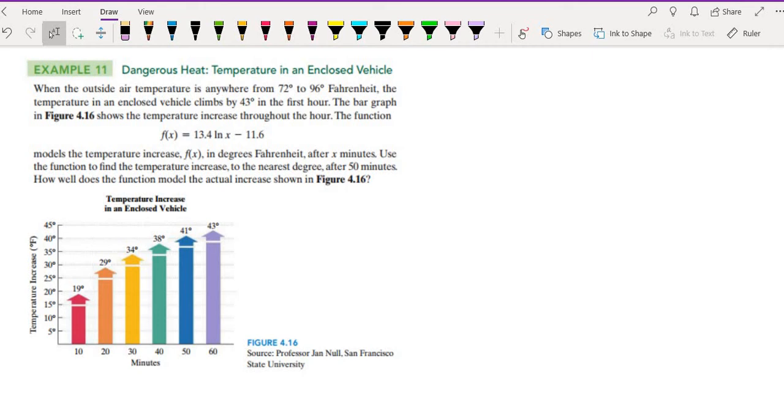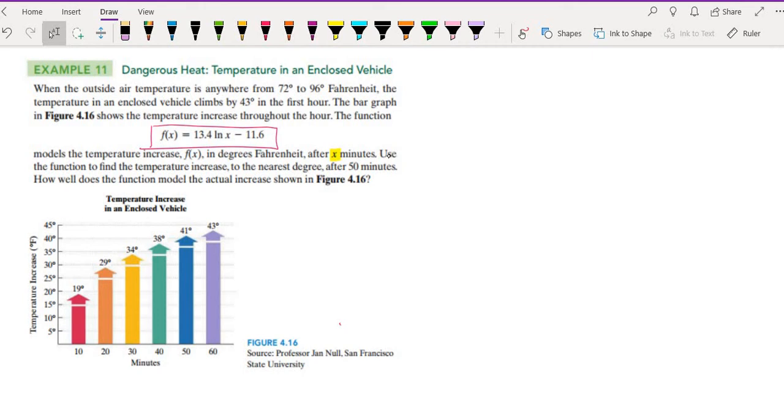Next question is an application question. You can pause your video and read this question. This question is very long, so the main thing you need to look at is that they give you a function that models the temperature increase f of x. Another important thing is, what is our x? We said x is x minutes.